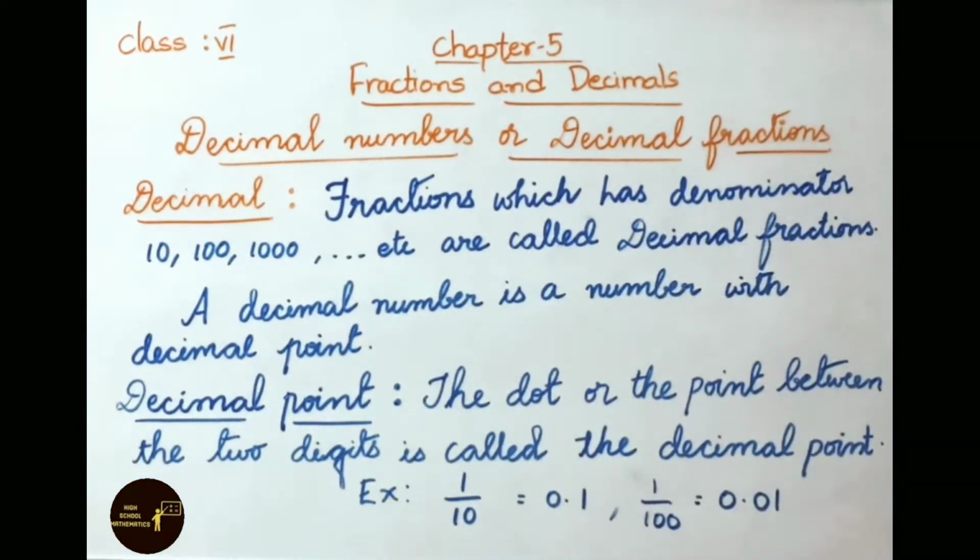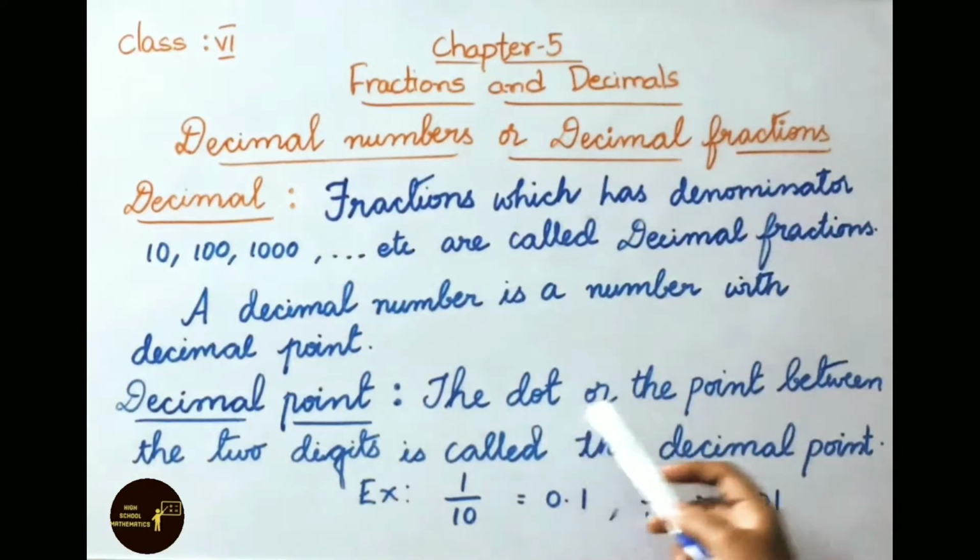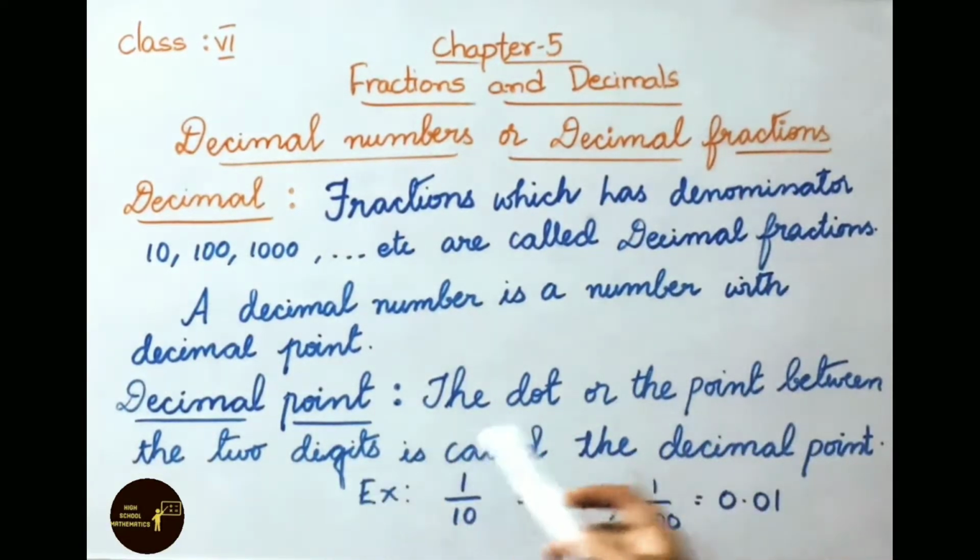Now let us see what is a decimal point. The dot or the point between the two digits is called the decimal point. Let us see an example, 1 by 10. Here the denominator is 10, so it is a decimal fraction. This can be written as a decimal number, that is 0.1. So here this point is called the decimal point.